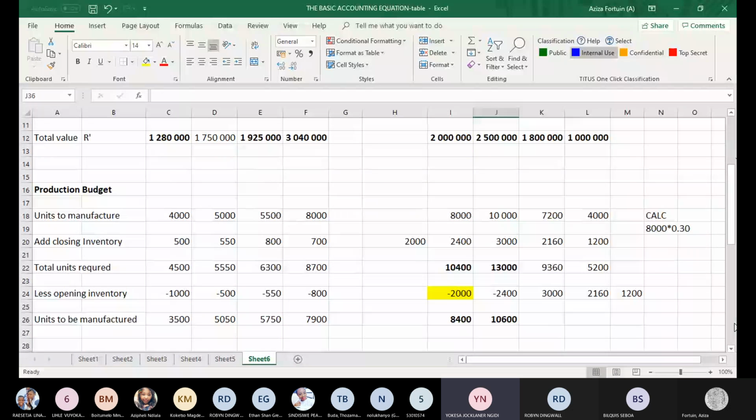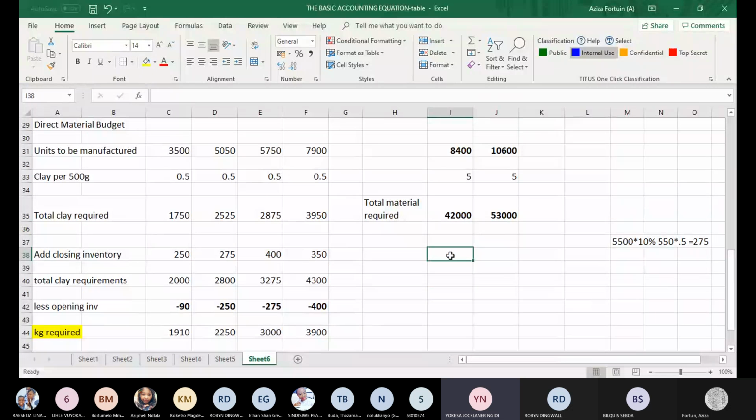Now I want to know what is the closing inventory. Now you want to know the closing inventory. Give me your closing. Okay. Anybody else want to answer my closing inventory?